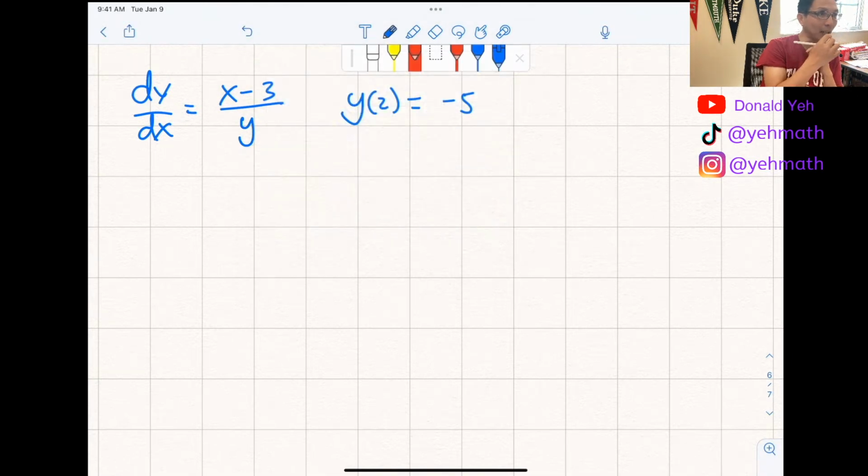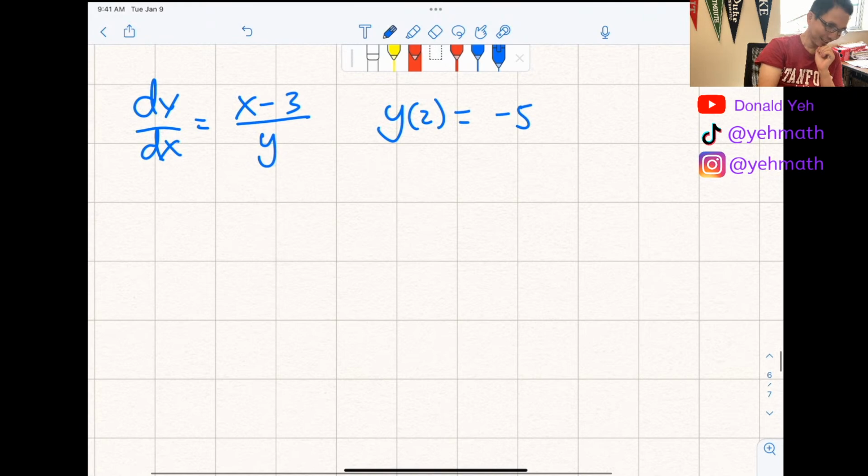Okay, so on this one, the first step is very important. I was live stream, right? So I guess he can hear me. Okay, so dy dx is equal to x minus 3 over y. So the first step is very important. It's called separation of variable.